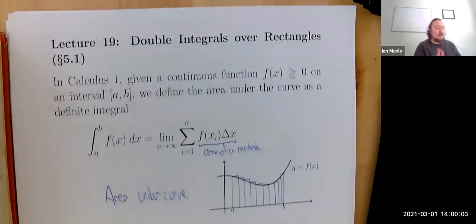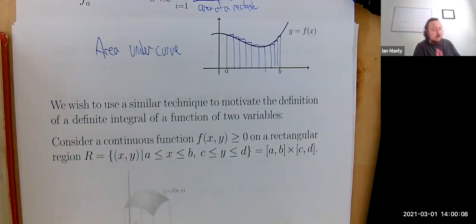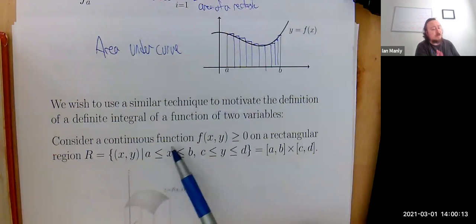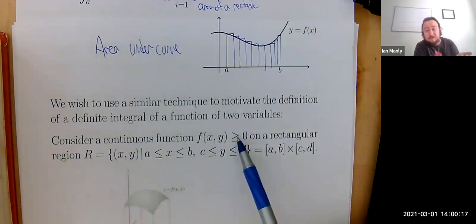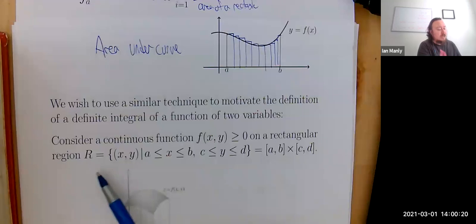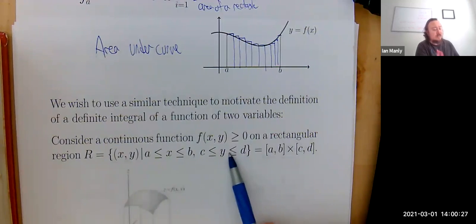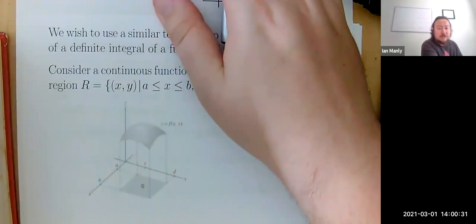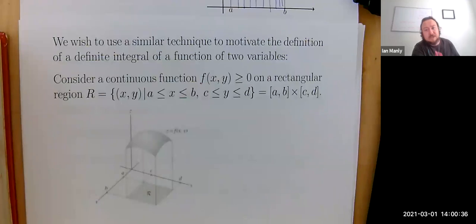It's going to be very similar going forward, only we're going to step things up a dimension. We're going to consider a continuous function f of x, y greater than or equal to 0, although this works with negative functions as well, on a rectangular region R. So it's all the points where x is between a and b, and y is between c and d. In the future, we're going to generalize to more than just a rectangular area, but for now, we're just going to stick with rectangles.